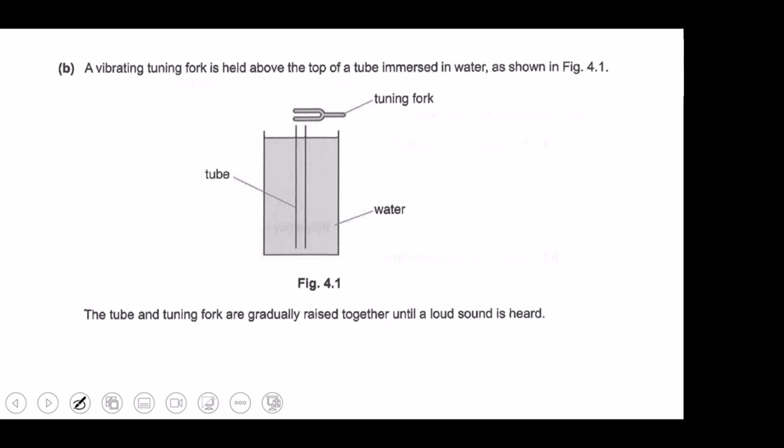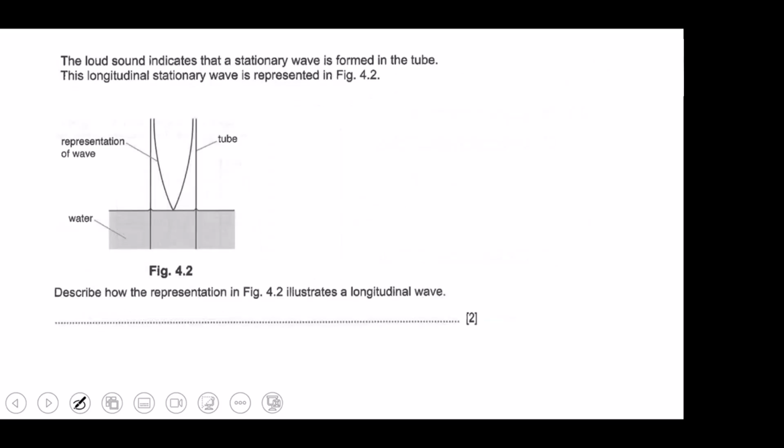Okay, part B is actually a tuning fork. So this is one of the three cases that we have in your lecture notes: two ends open, two ends closed, and one end open, one end closed, right? So this is a tuning fork on top, and you move until you hear a loud sound because of resonance. Okay, the loud sound indicates a stationary wave is formed. So I have a longitudinal stationary wave that is formed, right?